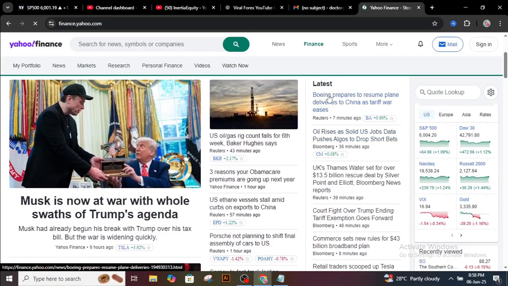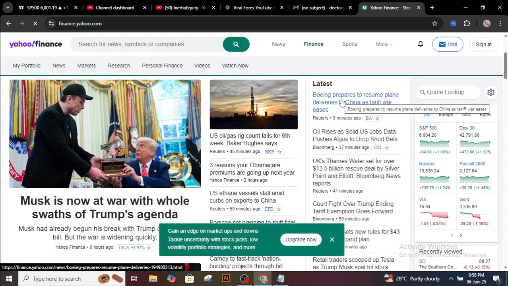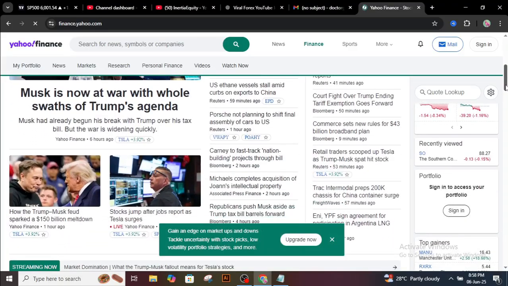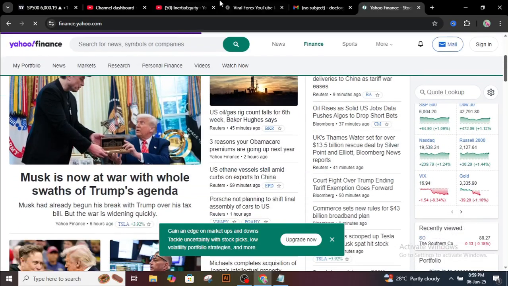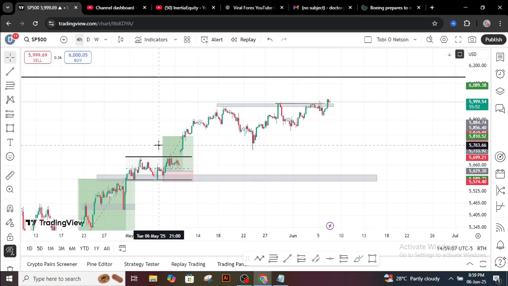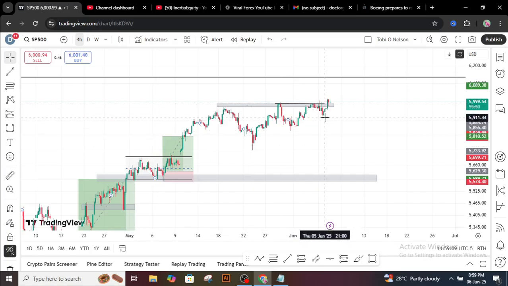Take for example Boeing. This is actually great news, and it tells you that the tariff pressure is coming down, and we just have to take advantage of that. This is one of the reasons why you have to read and understand what is actually going on in the market before you take a trade. You don't want to take trades based on technical analysis alone. So basically, that is how you want to pay attention to support and resistance.